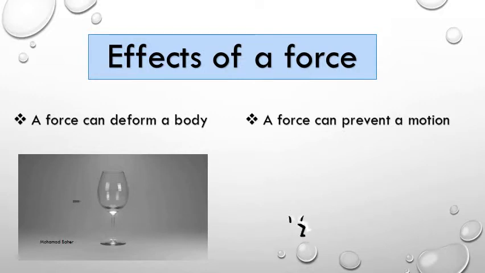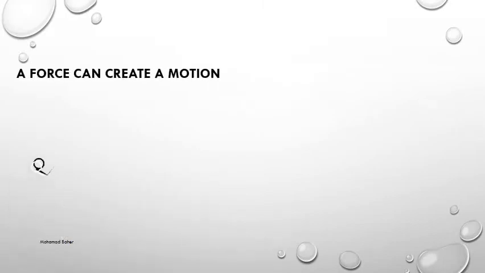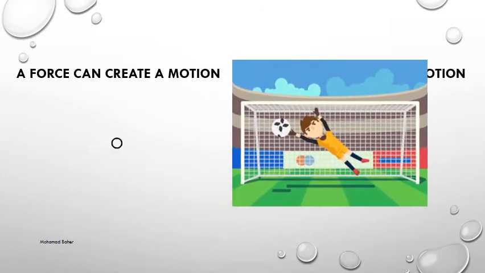As a result, we can deduce that a force can prevent a motion. Therefore, this slide shows to me two effects of a force. The first one is a force can deform a body, while the second one is that a force can prevent a motion. Now we will continue in the same objective, which is the effect of a force.